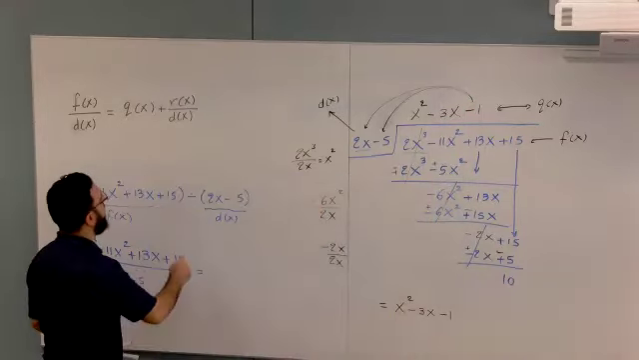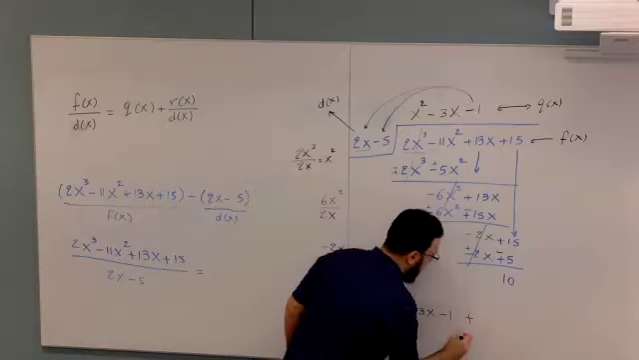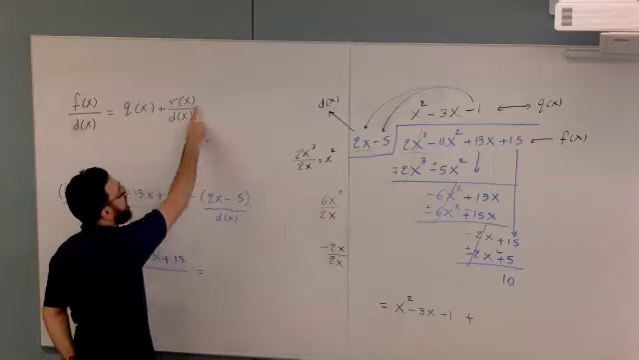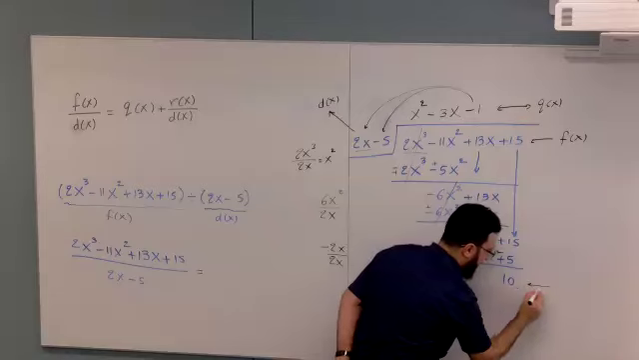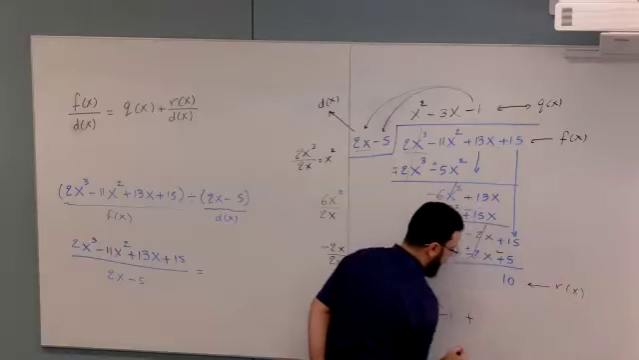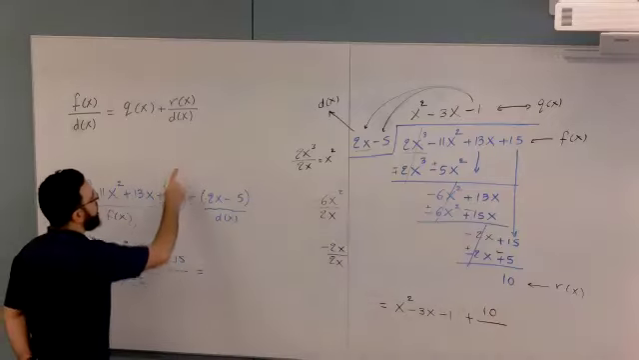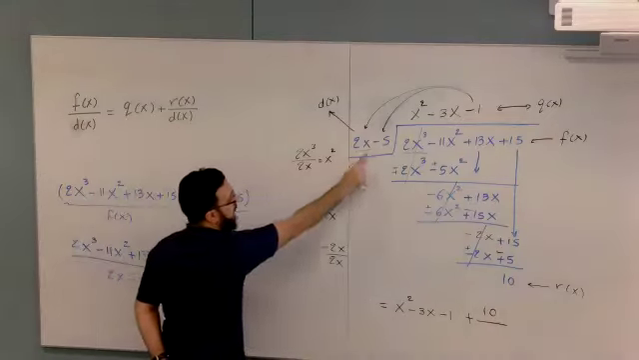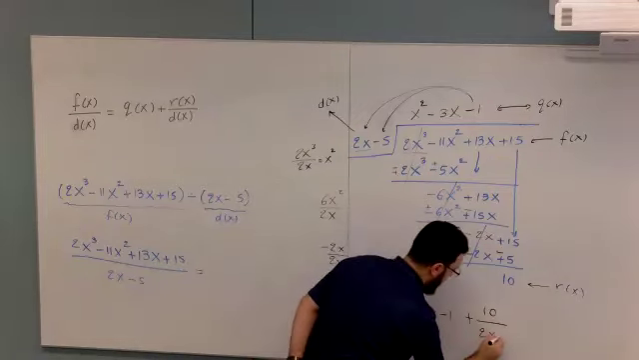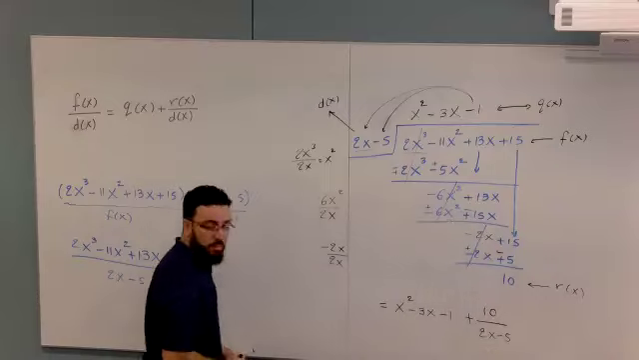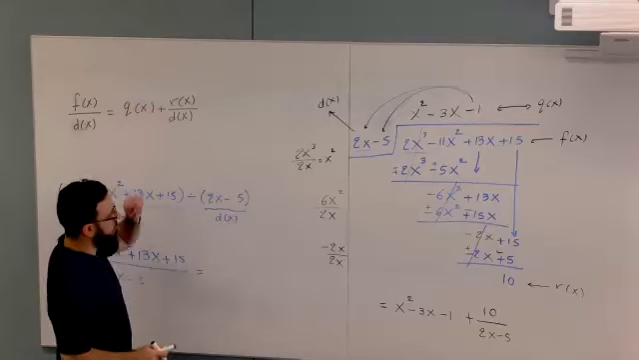What else? It's a plus R of x. What's R of x? This is R of x, so it's going to be 10 over the divisor, which is 2x minus 5. Is that okay?